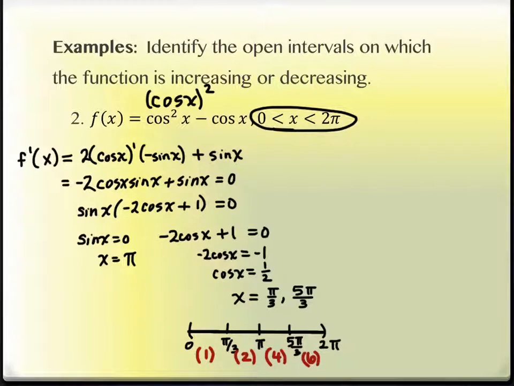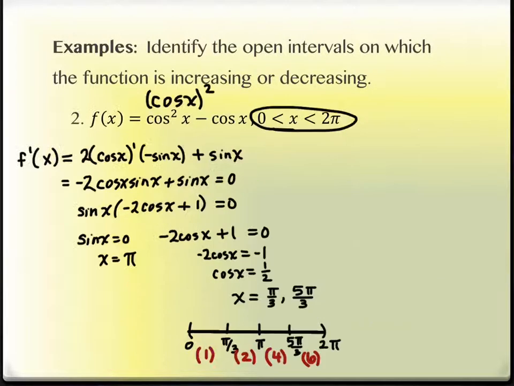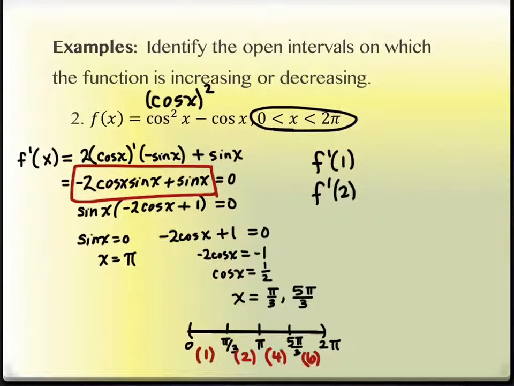I kind of like the whole number values when I can use them. They're easier to input. And where do we test these values? In what function? The derivative. We're testing them into the derivative, right? My notes are over here on the top. We put the test points into f prime. So in your calculator, if you would like, so that you don't have to enter it all by hand, you can enter the derivative, which is this piece right here: negative 2 cosine x sine x plus sine x. So you're going to test f prime of 1, f prime of 2, f prime of 4, and f prime of 6.